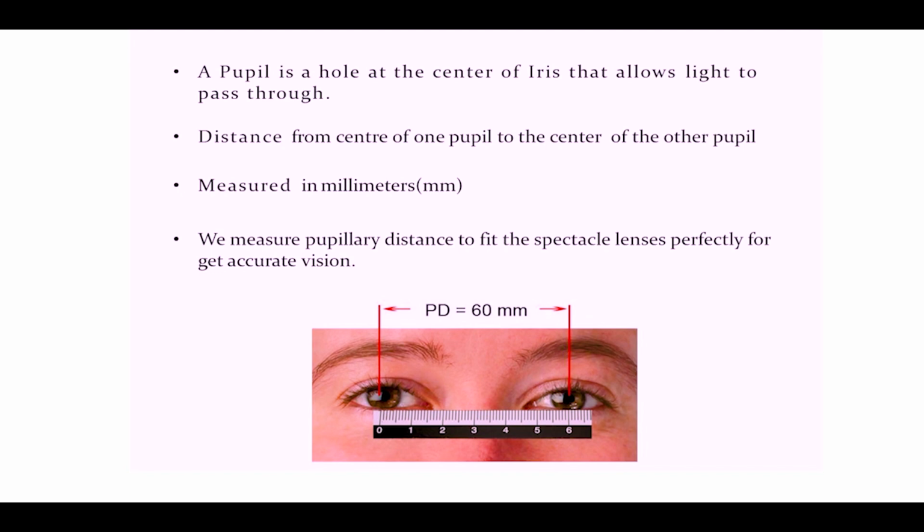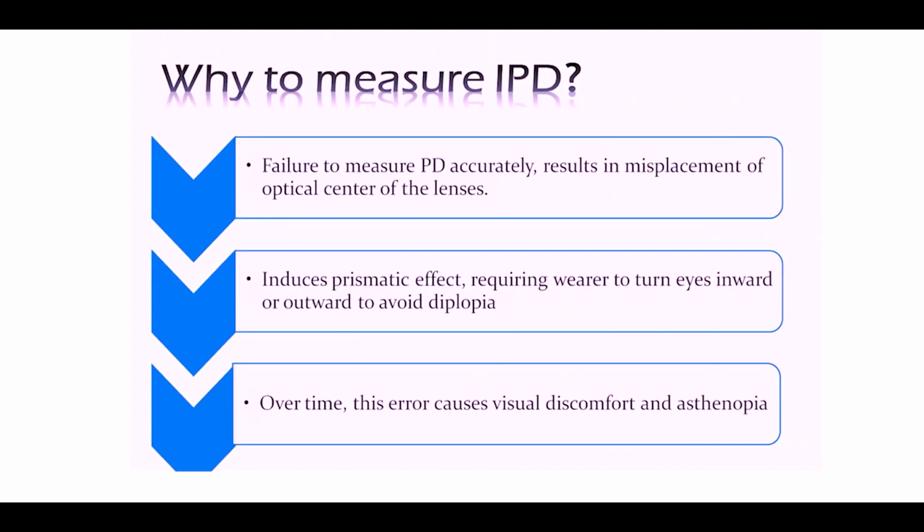The distance from the center of one pupil to the other pupil is called pupillary distance. Interpupillary distance means between two pupils, and it's measured in millimeters. Like all other measurements, this is also measured in millimeters. We measure pupil distance to fit spectacle lenses perfectly so that the patient gets accurate vision.